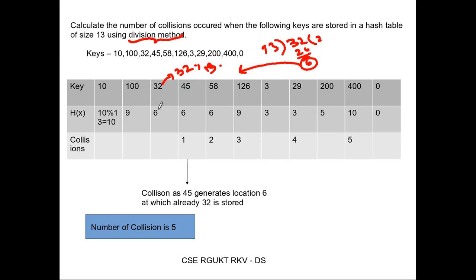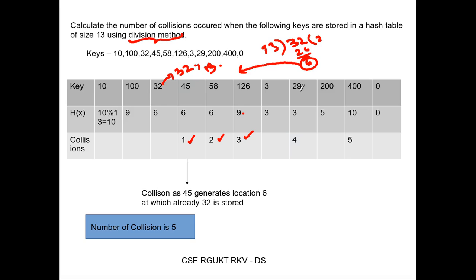Now what has happened is, at index 6 the element 32 is already stored, and 45 is also trying to compete for the same position, so we say that one collision has occurred. Similarly, 58 percentile 13 is also 6, a second collision. All of these are trying to get into the same index, but we are not trying to resolve them, we are just calculating the number of collisions which occur. 126 percentile 13 is 9, but at index 9 we already have the element 100, so this is a third collision. Then 3 percentile 13 is 3, and since no element was stored there previously, at index 3 the element 3 will be stored.